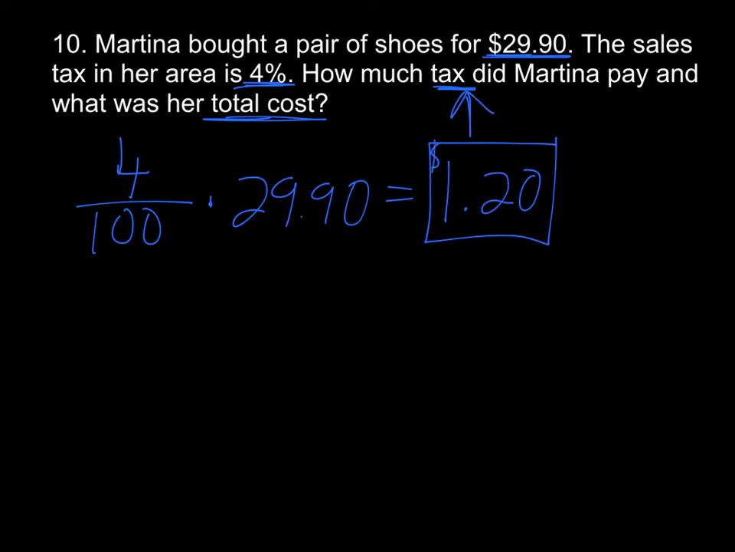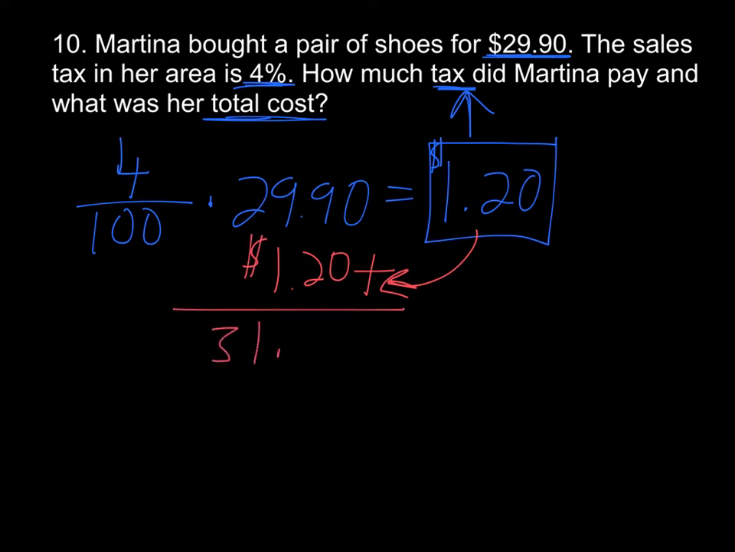Then I ask myself, does tax make things cheaper or more expensive? I'm going to have to add it because tax makes things more expensive. So if I add $1.20 to the original price of $29.90, I get $31.10.